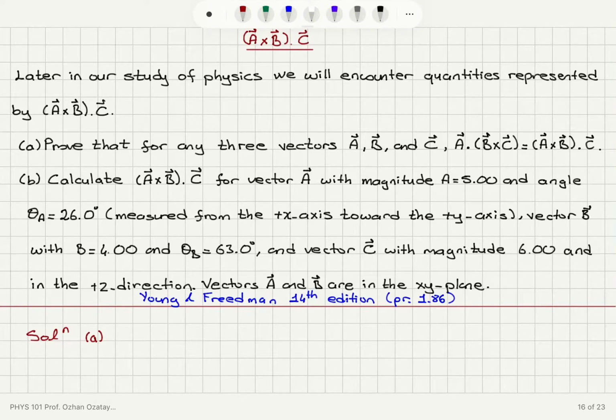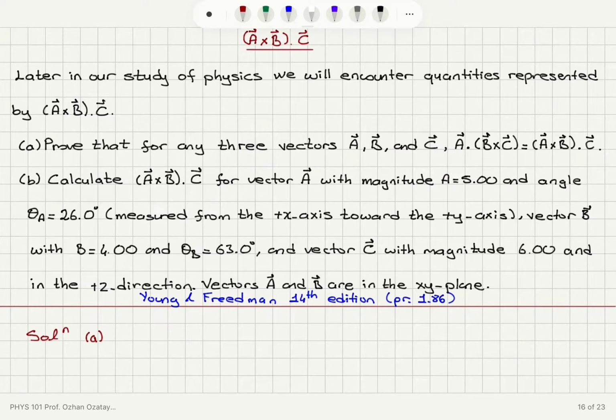A cross B dot C. Later in our study of physics, we will encounter quantities represented by parentheses, vector A cross vector B, dot product with vector C. Prove that for any three vectors A, B, and C, A dot B cross C is (A cross B) dot C.